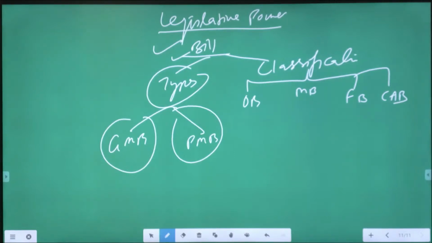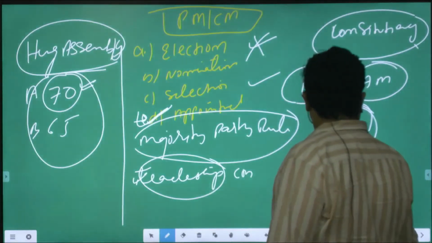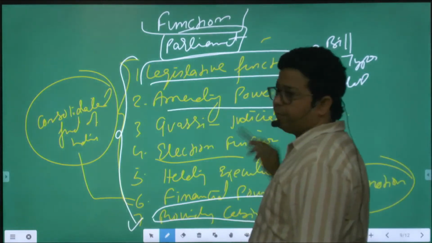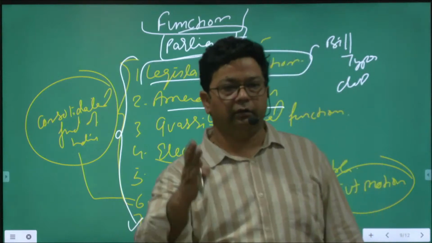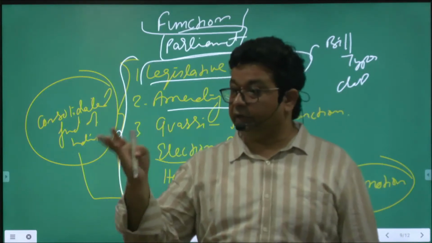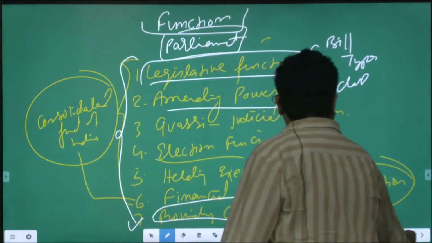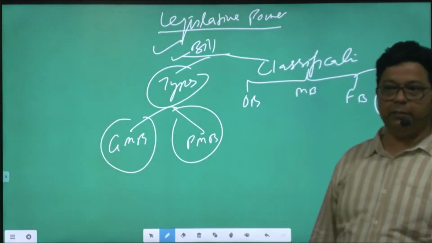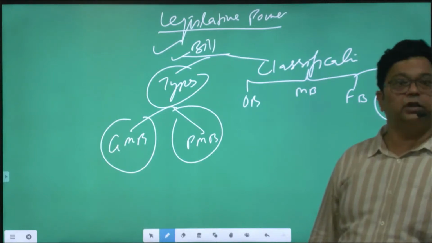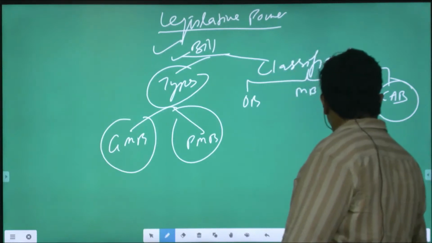This is one of the functions of Parliament, that is, legislative functions. Now the next one: amending power. Using Article 368, Parliament can amend the Constitution. We will see the different types of amending power of Parliament. Under the same heading, the constitutional amendment bill, how it can be introduced and what the process of amending the Constitution is. Clear?